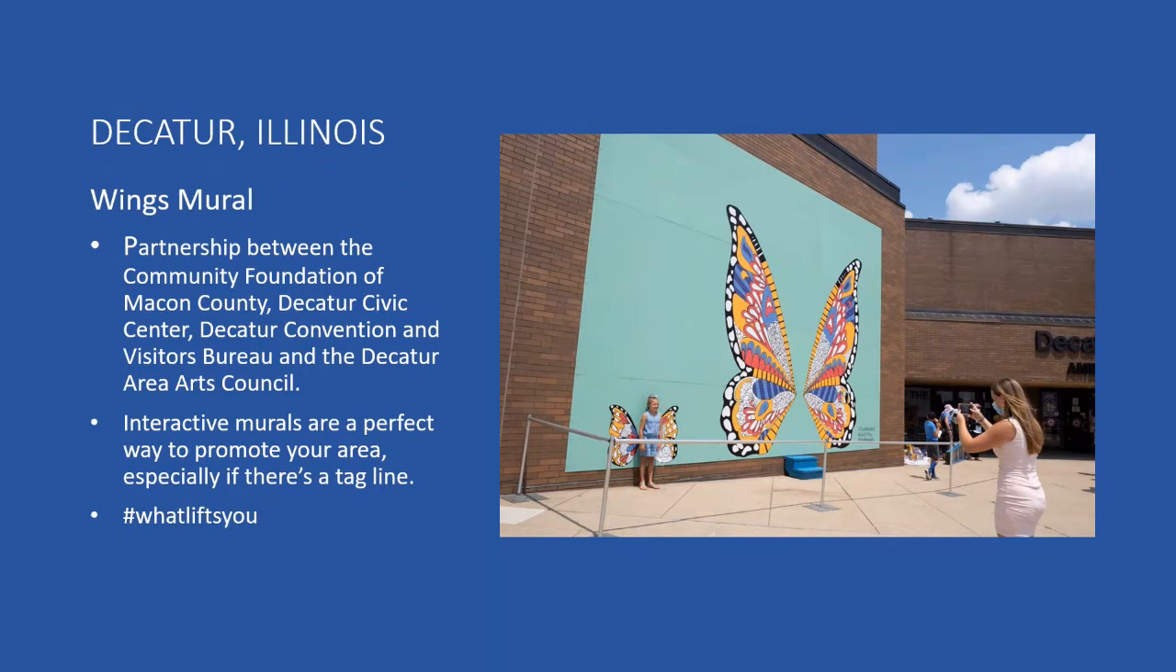These wings are from the monarch butterfly, the state insect of Illinois. Within these wings, visitors will find a fly swatter, invented in Decatur in 1899, multicolored hands to represent the community's diversity, and a rural field and tractor representing the importance of agriculture. There's also a set of smaller wings for children with an image of a popular cheetah from the Scoville Zoo. Interactive murals are only complete when someone stands in front of it. So, a great tourism opportunity. In addition to #WhatLiftsYou, visitors are asked to use the #ExploreDecaturIL.